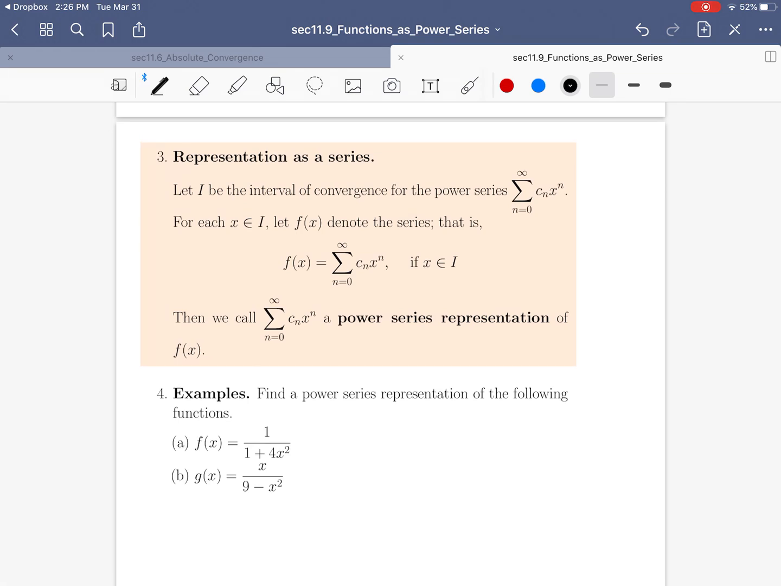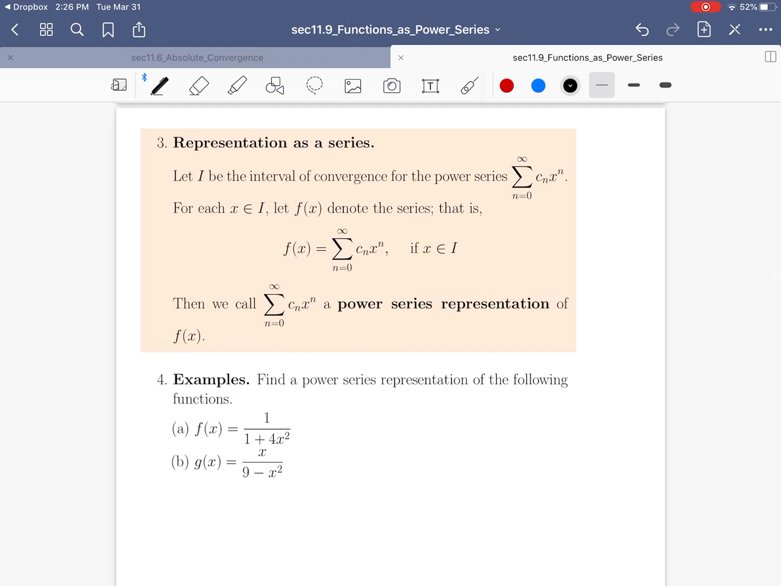Now that we've done this, it's time to introduce a little bit of terminology. Suppose we have a power series of the form, the sum from n equals 0 to infinity of c_n x to the n. As you saw last time, this is the general form for a power series. Let's suppose that this has an interval of convergence I, and for each x in the interval, let's write f of x for the value of the series.